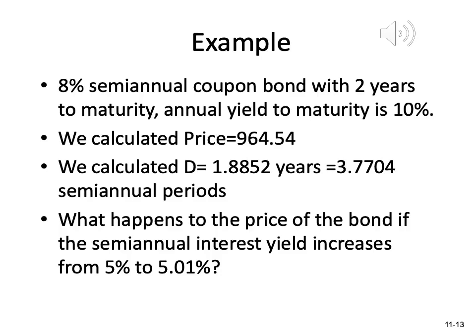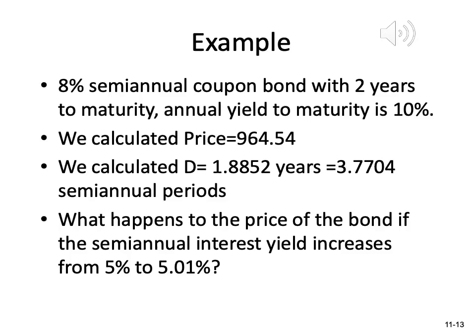We have an 8% semi-annual coupon bond, 2 years maturity. Yield is 10%. Using all the information, we can calculate the bond price, $964.54. Plug in all the numbers, we can calculate the duration, which is 1.8852 years. Well, actually using the formula, the number we got is 3.7704 semi-annual periods. But we have to quote the duration in terms of years, so we divide that number by 2.